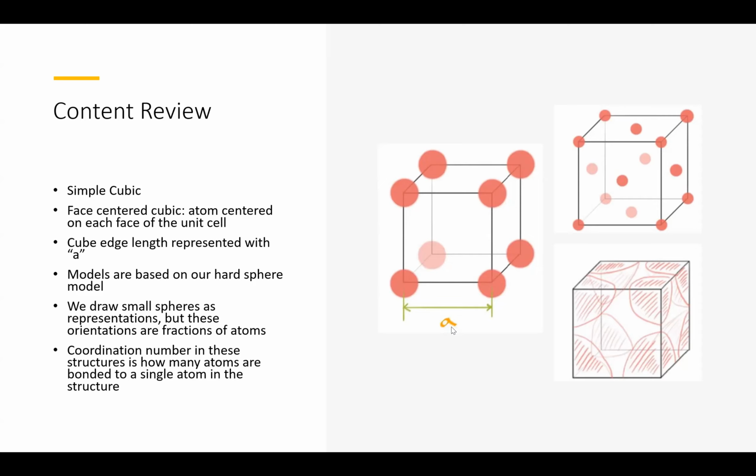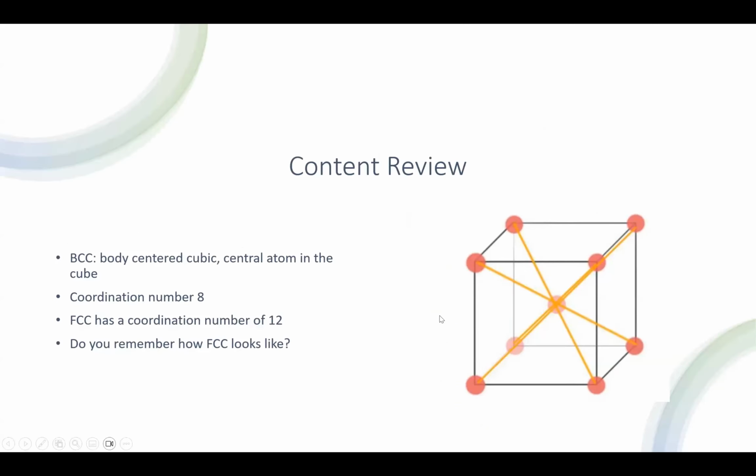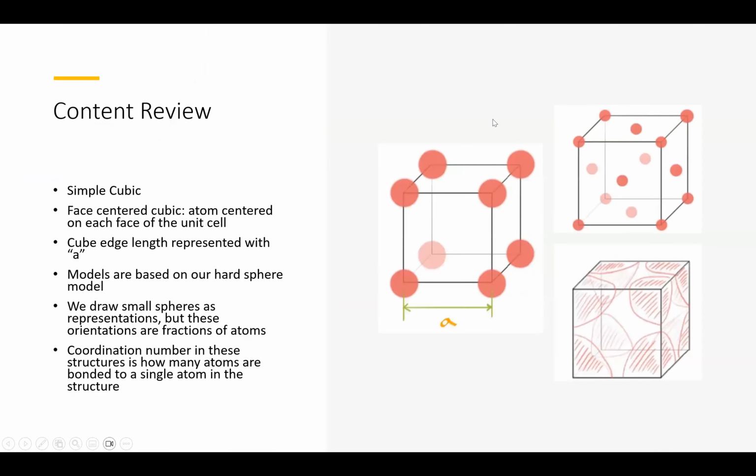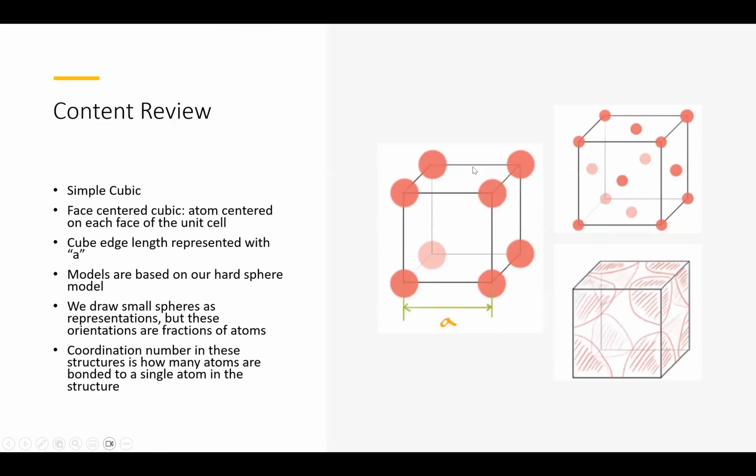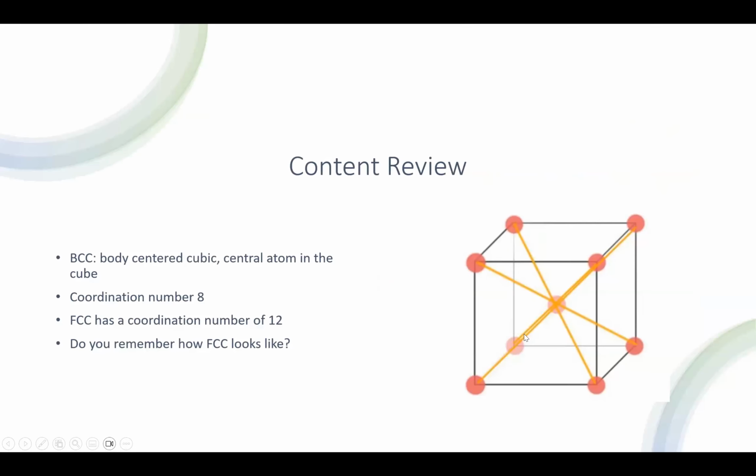The coordination number in these structures is how many atoms are bonded to a single atom in the structure. A body-centered cubic has a central atom in the cube, has a coordination number of 8, so you have 8 atoms that are bonded to it. And FCC has a coordination number of 12. So just going back to that, if you can see it, I'll show a better diagram later. So that's FCC, that's BCC.